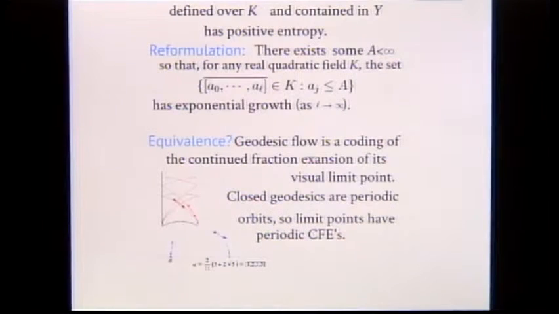And so if you have a closed geodesic, that means that the coding is periodic. Well, if the coding is periodic, the continued fraction is periodic. And the things that have periodic continued fractions are quadratic irrationals. Okay?